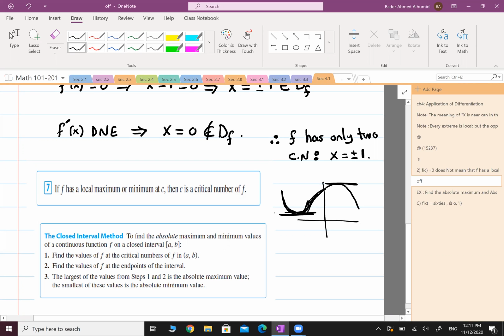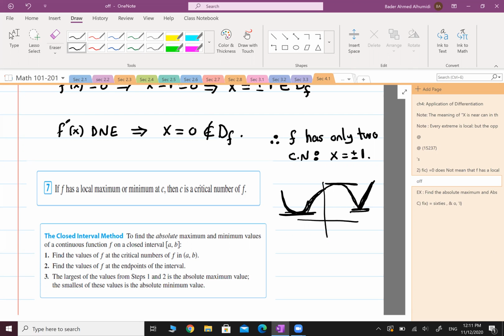But we also observed that sometimes the local maximum or local minimum appears at a point where the function is not differentiable, like this. There is a corner here. This summarizes the issue. It says if f has a local maximum or minimum at c, then I will tell you for sure c is a critical number. If there is any local maximum or local minimum, for sure c is a critical number.